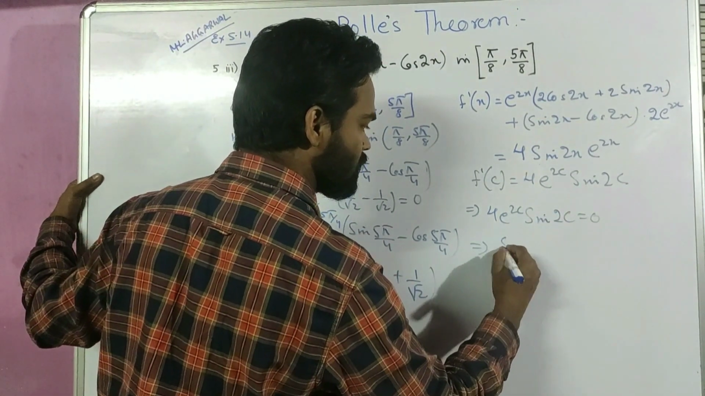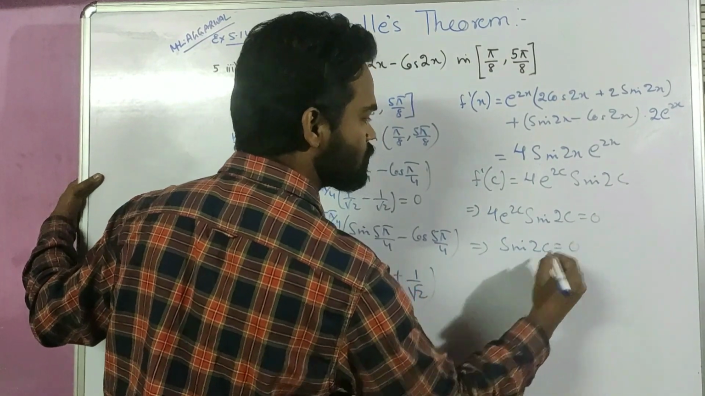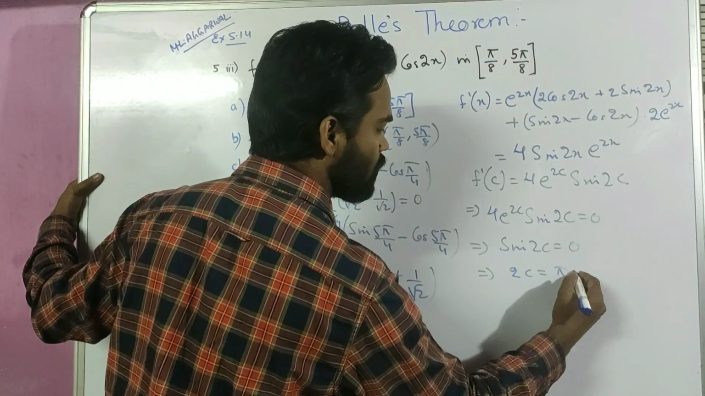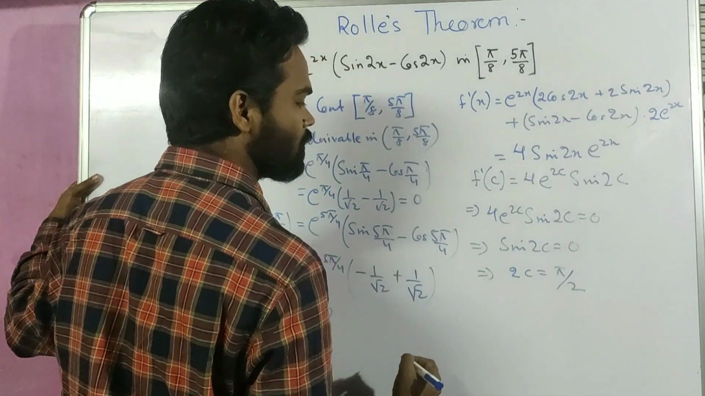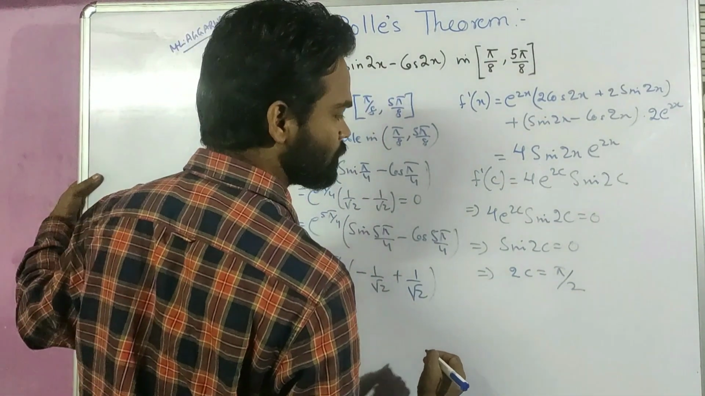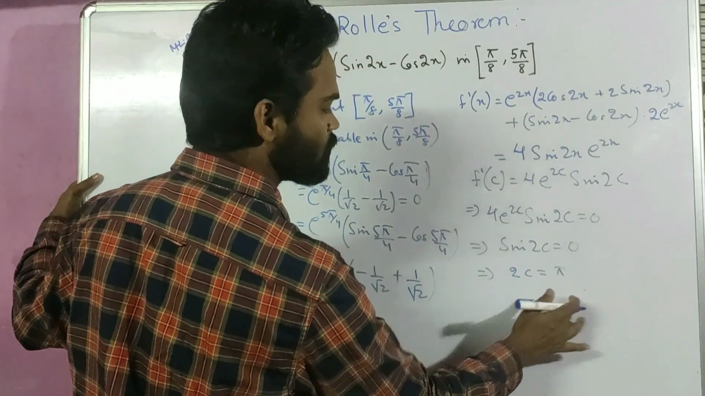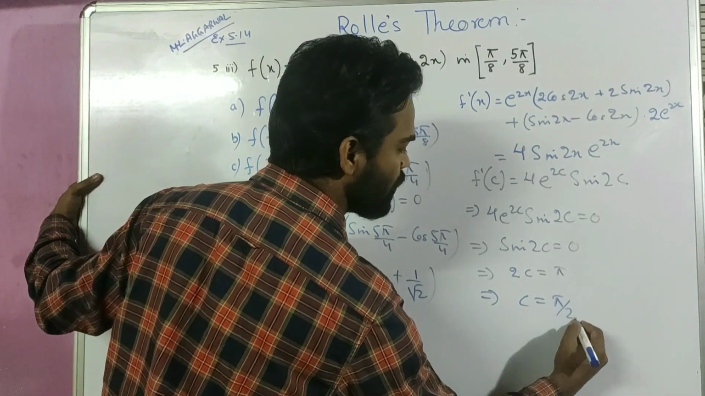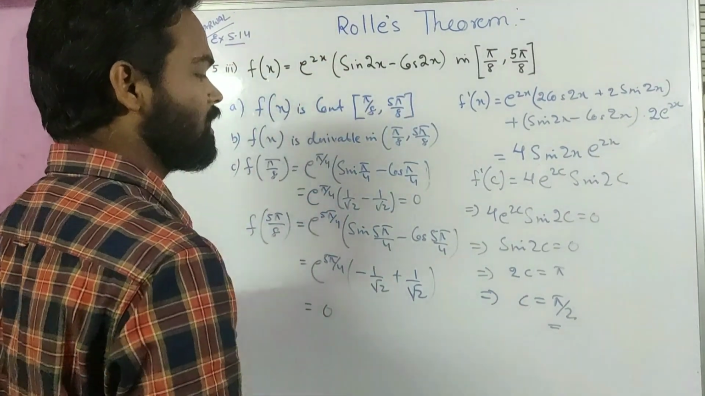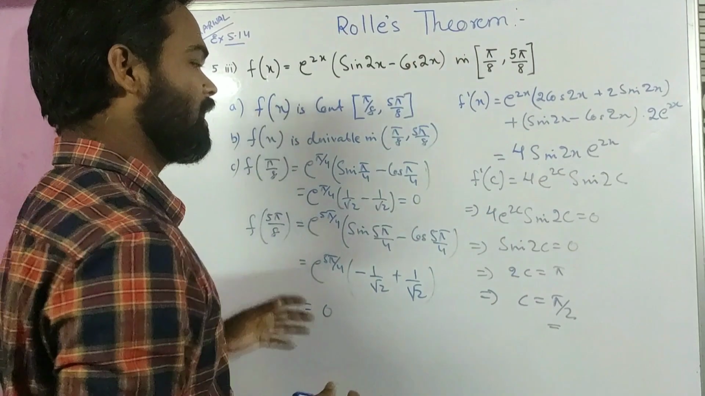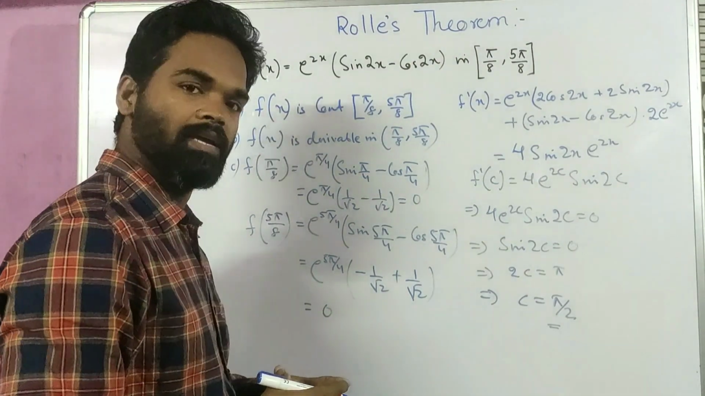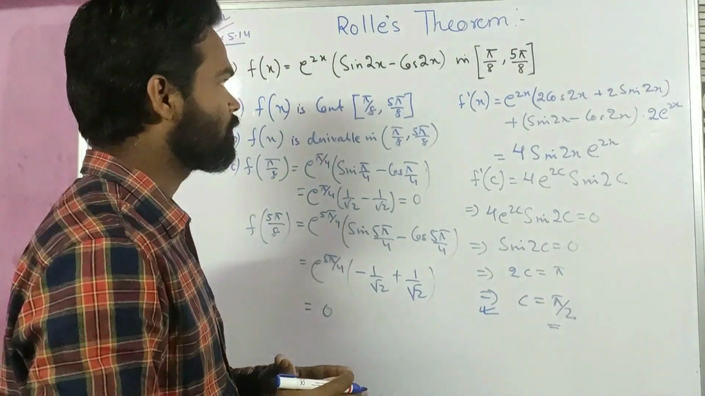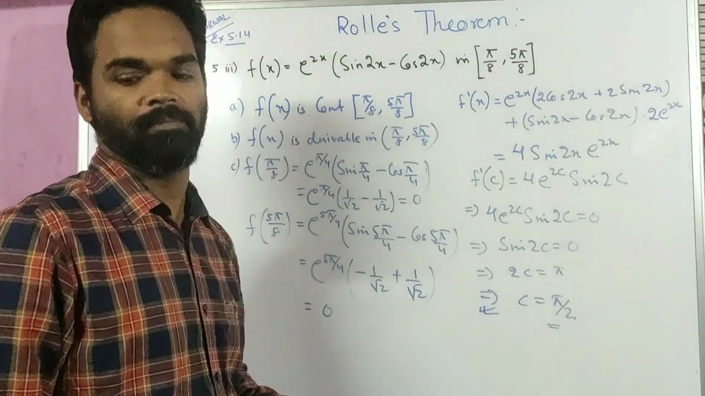Which means I can say that sine 2c equals 0, which means 2c equals pi, which means that c equals pi by 2, which clearly lies between pi by 8 and 5 pi by 8. Hence this is the required real number. Okay? Now we look at the next sum.